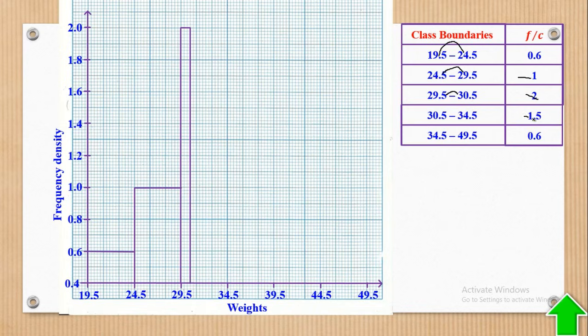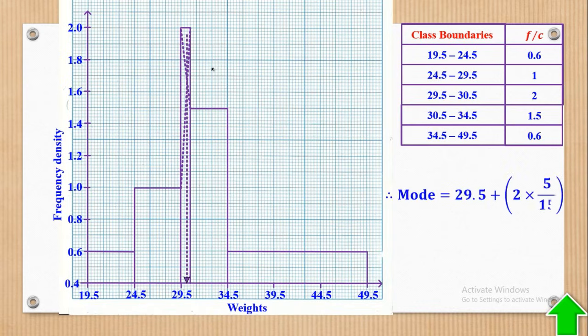Then 1.5 ranges from 30.5 to 34.5. We shall draw that. Then 0.6 ranges from 34.5 to 49.5. We shall draw that. Okay, so that is our histogram. Next is to get the mode. So we shall get our ruler, join that point to this point, and also this point to this point, and draw a perpendicular from the point of intersection, and read off that value.